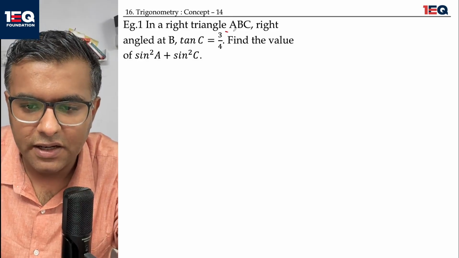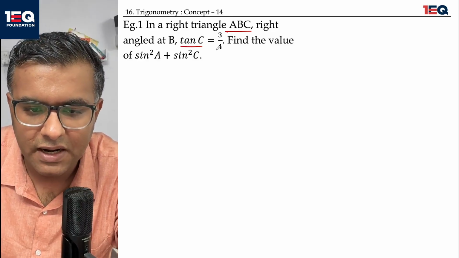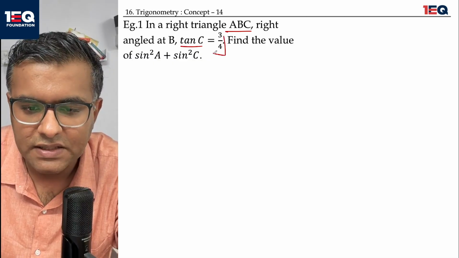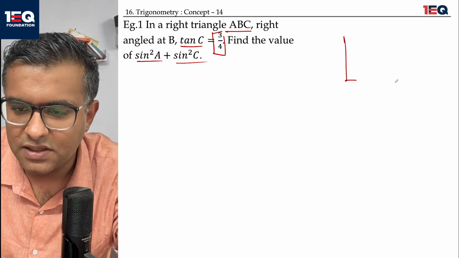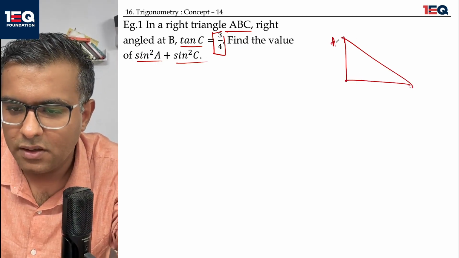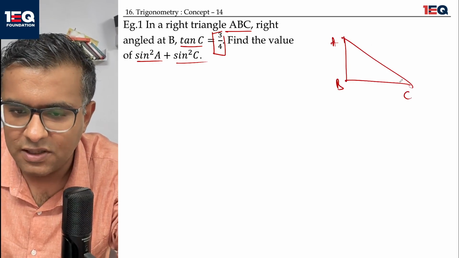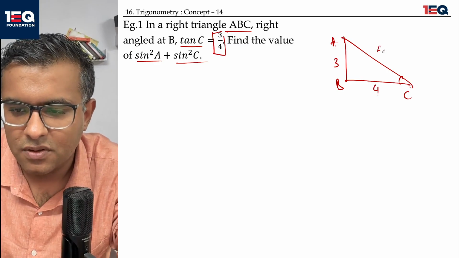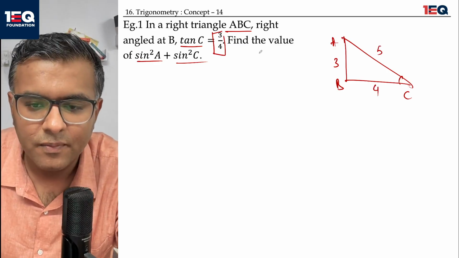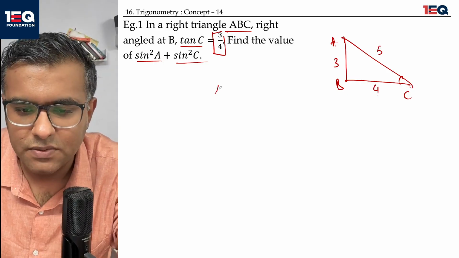Checking out the right things. In a right angle triangle ABC, right angled at B, the value of tan C is 3 by 4. Find the value of sine square A plus sine square C. Let me quickly draw a triangle. This is A, this is B, this is C. The value of tan C is 3 over 4. Using Pythagoras theorem, I can say that AC is equal to 5.